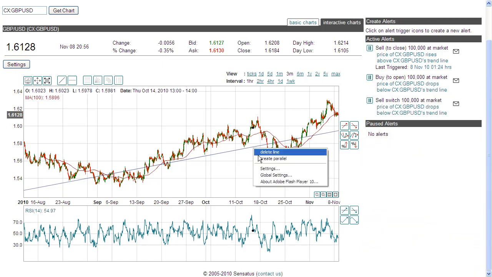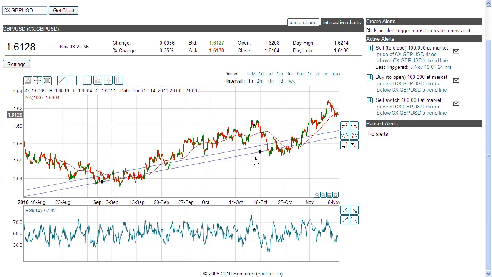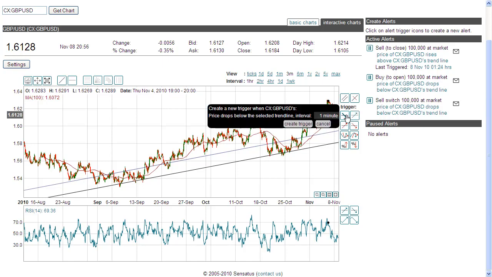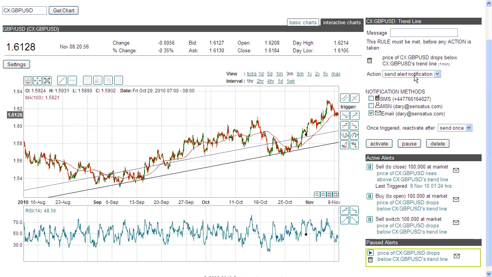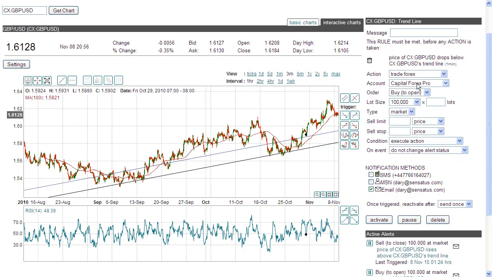So the first trade setup will be if the price pulls back to, shall we say, use this as a point of support. So if the price pulls back and hits this support trend line, I will close out any short position. So I'm going to set this trade up. So the minute it happens, I want to close out the position. Rather than get an alert, I want to test this trading strategy. I'm using the Capital Forex trading platform to simulate this trade.